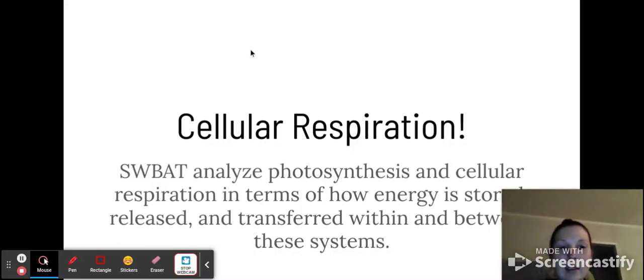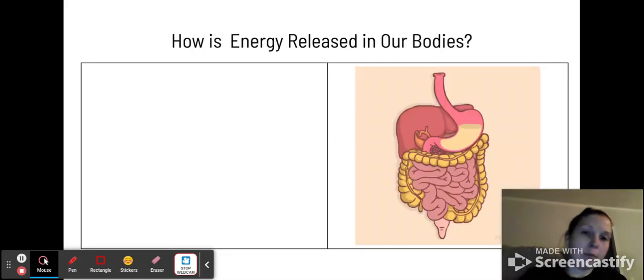Hey everyone, this is our lesson on cellular respiration. And by the end of this lesson, you should be able to analyze cellular respiration in terms of how energy is stored and released. And then we'll look at photosynthesis in an upcoming lesson and compare them there. So first, let's make sure we understand how energy is released in our body.